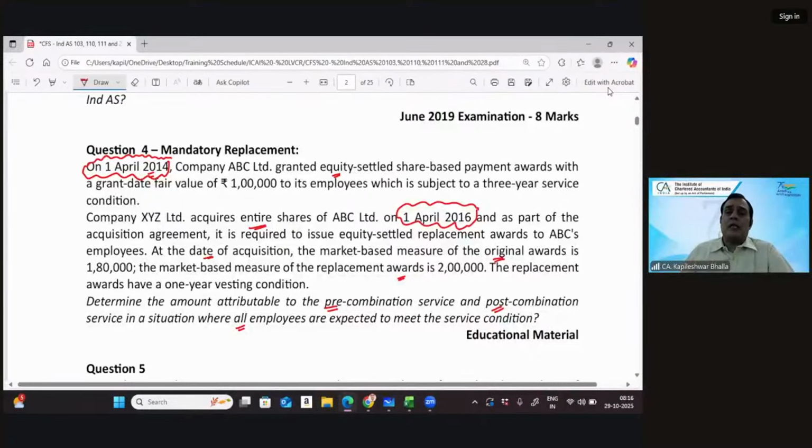Now, one thing which I would like to pinpoint is, when it started off, it very clearly said that ABC granted these ESOPs, and then it says you acquired the business combination. Then it says it is required to issue. When you say it is required to be issued, that becomes a mandatory replacement. When it is a case of a mandatory replacement, we need to apply the proportionate fair value of the original award. Let's solve this now.